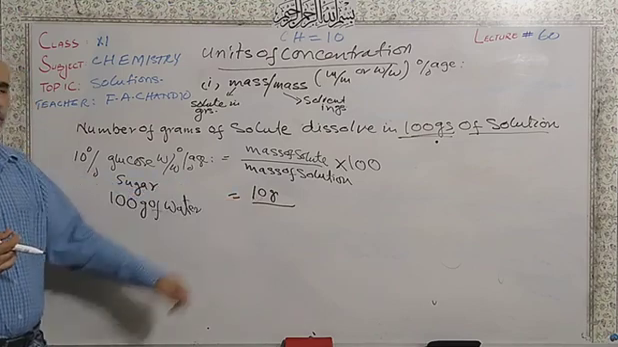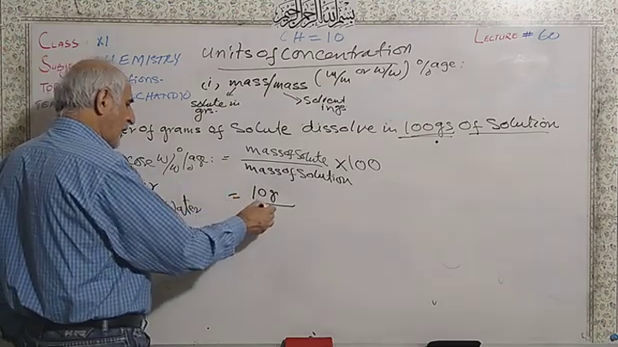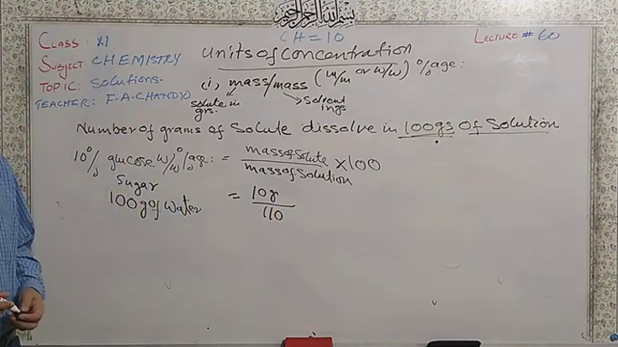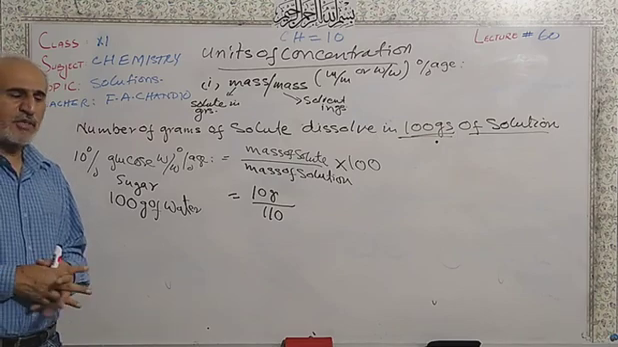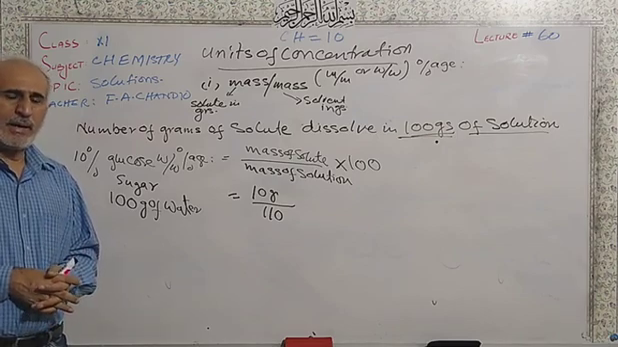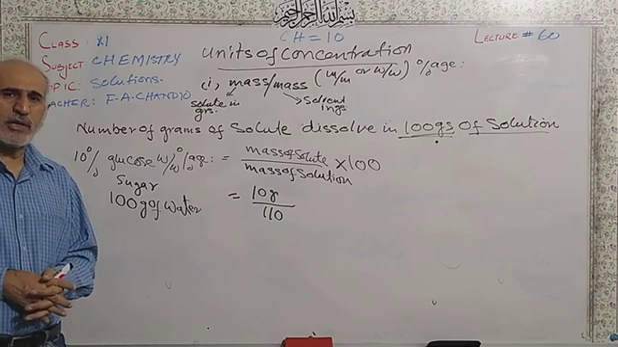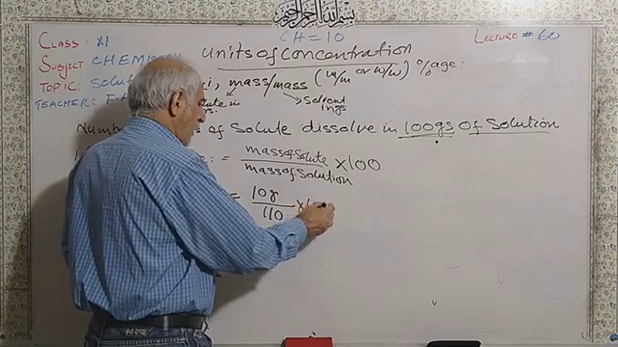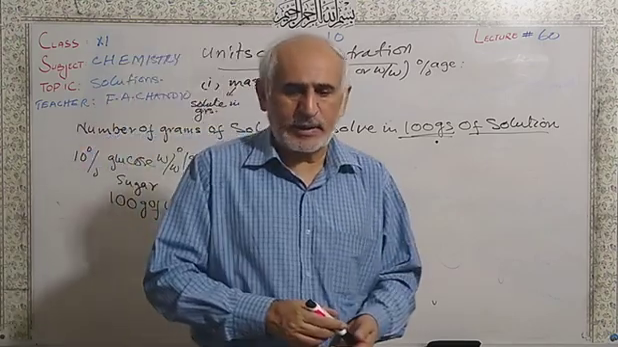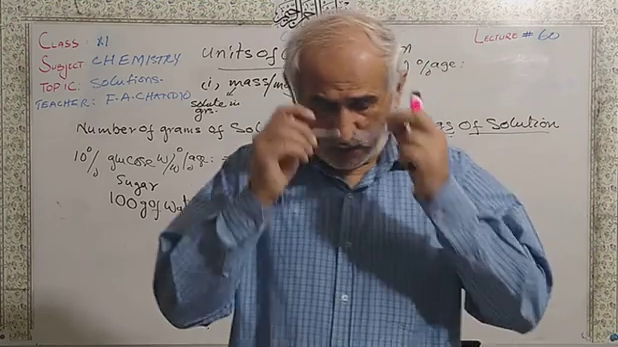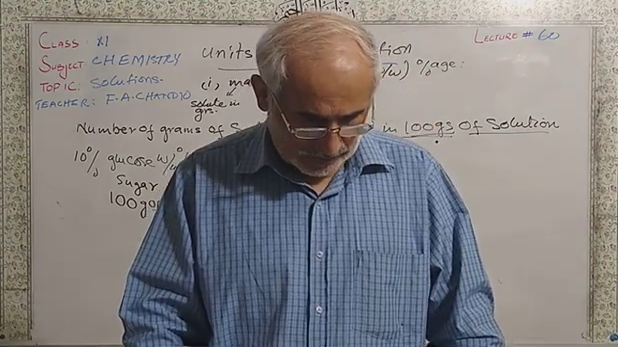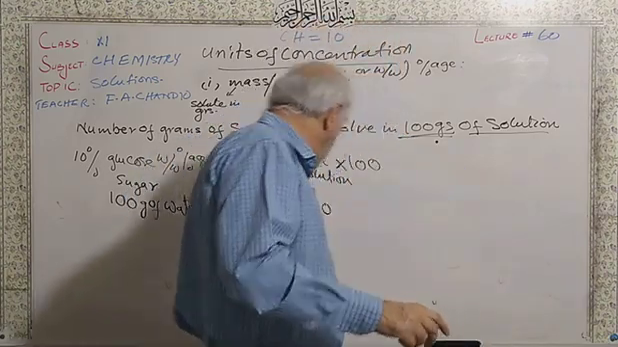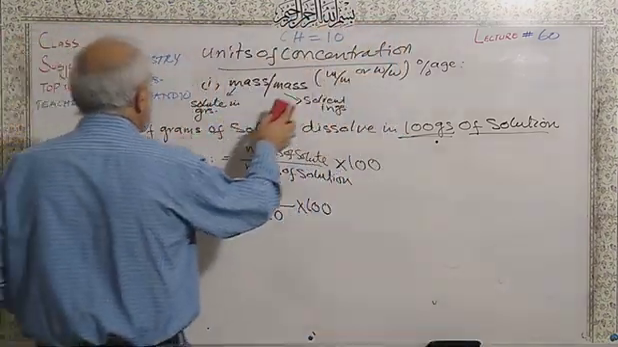Here you are taking 100 grams of water, the solvent, and the mass of solute is 10, so you have to add both. 110 grams of solution: 10 grams of solute and 100 grams of solvent make 110 grams of solution. Multiply by 100 to make a percentage. You will get 9.09. So this is the M over M or W over W percentage of solutions.